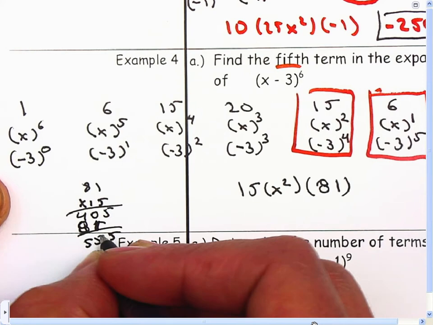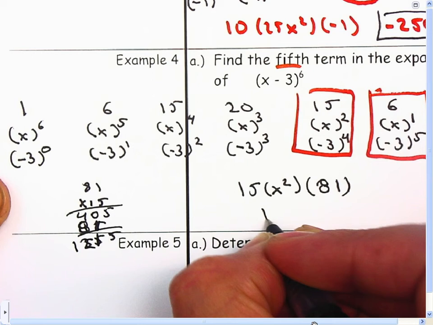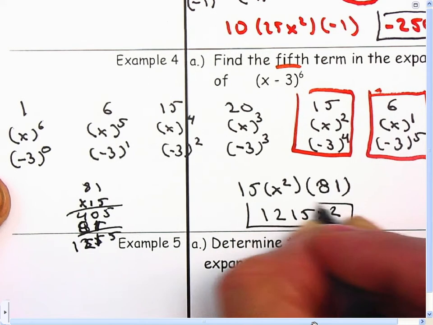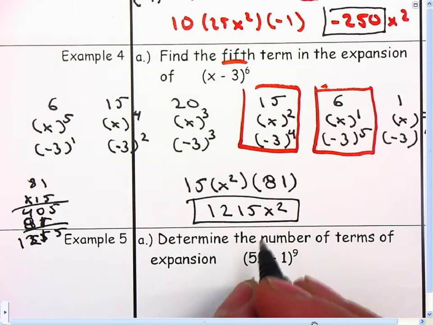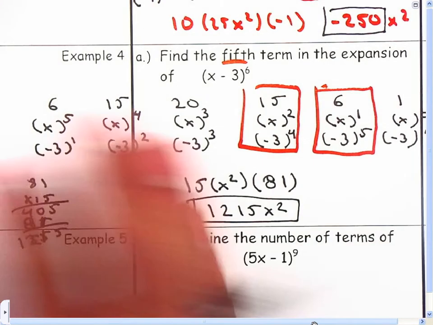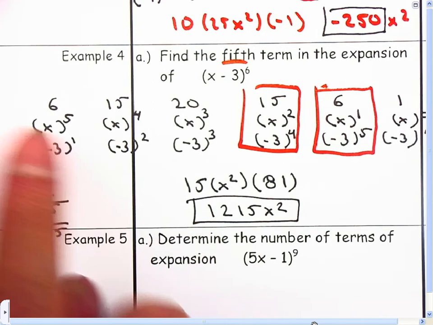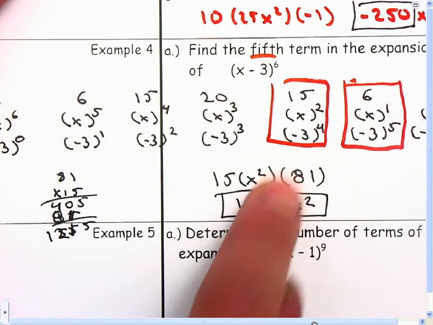That gives you 5, 1, and 12. So it gives you 1215 x squared. And that'll be your final answer. You found your fifth term in the following expansion. We don't need to do the entire expansion. We're just looking for the fifth term. The first one, the second, the third, the fourth, the fifth. We simplify this, and that'll give us the answer.